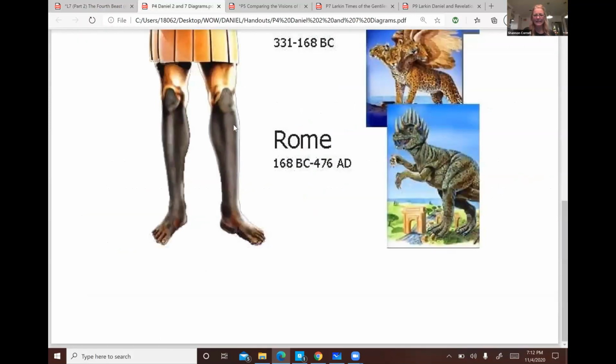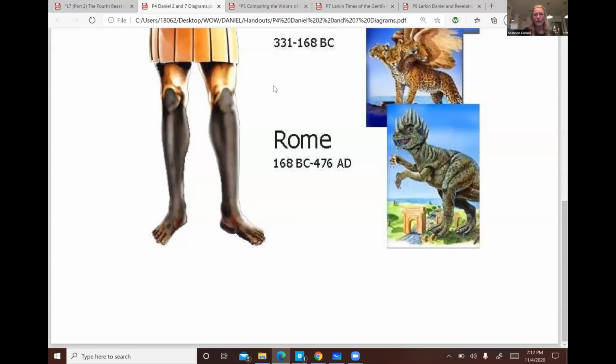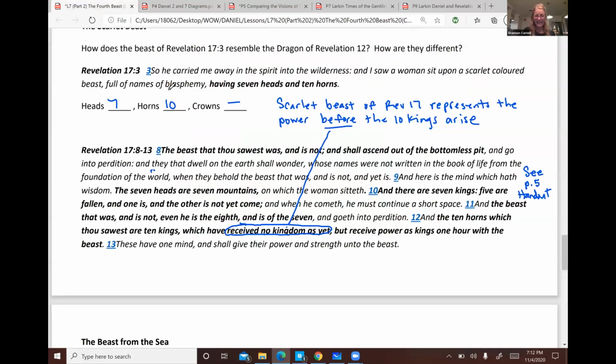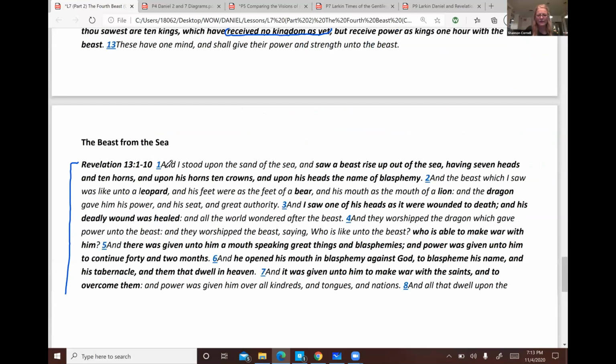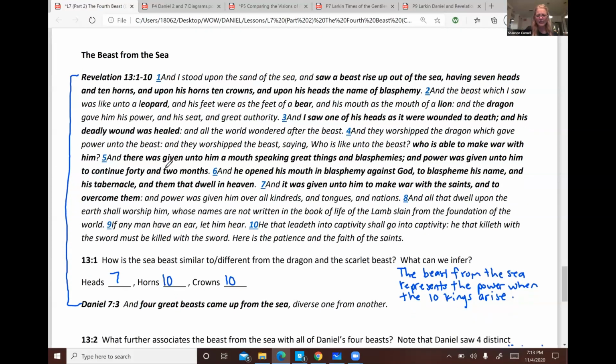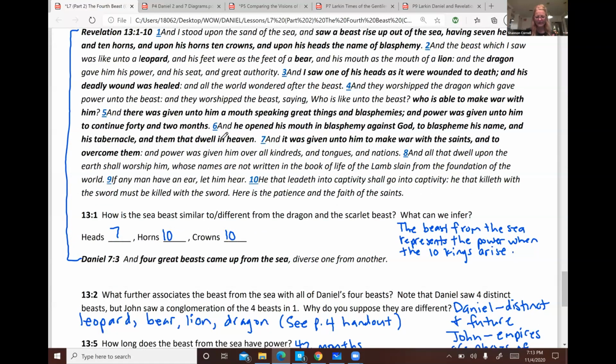Remember, we said Daniel's 4th beast has 2 phases. It connects not only to the legs, but also the feet and 10 toes. Well, in Revelation 17 and 13, we're going to see 2 phases of the same beast. Okay, and here's how we tell. Let's go ahead and move to Revelation 13. In Revelation 13, we're going to see a beast rise up out of the sea, having 7 heads and 10 horns. And do you see it there? 10 crowns. So the beast from the sea has 7 heads and 10 horns.